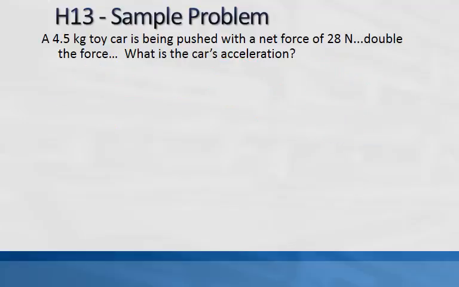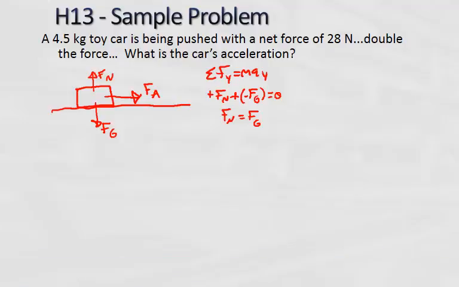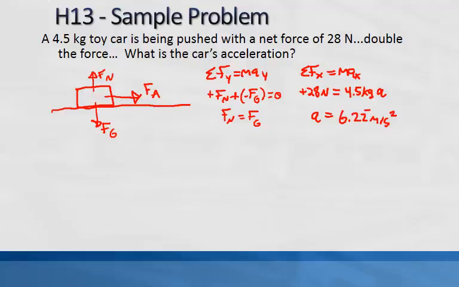Okay, what would happen if the force is doubled? Go ahead and calculate the acceleration. So go ahead and pause the clip and do that. When you're ready to check, you can hit play to continue. All right, so for that one, we should get 6.22 meters per second squared. So twice the force, twice the acceleration.